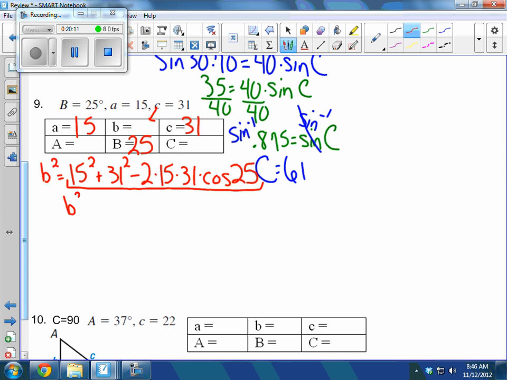about 343.13. And that's b squared. So remember, you still have to take the square root. And when you do that, you get about 18.5. So now we know little b.